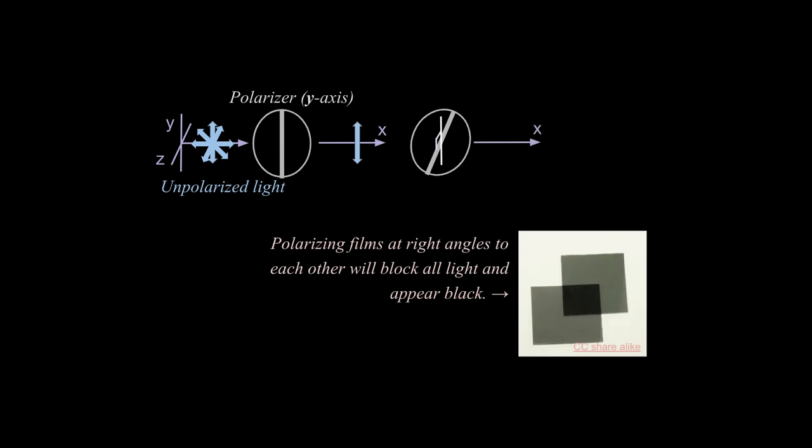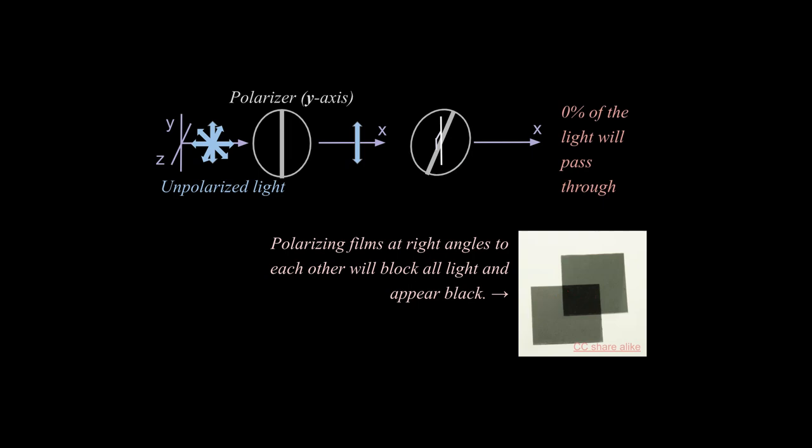If the polarizing films are at right angles to each other, then you could say it only allows light from one axis to pass through the first polarizing film, and then none of that light can effectively pass through the second one. So if you have two polarizing films at right angles to each other, where they overlap, you're not going to get any light passing through.